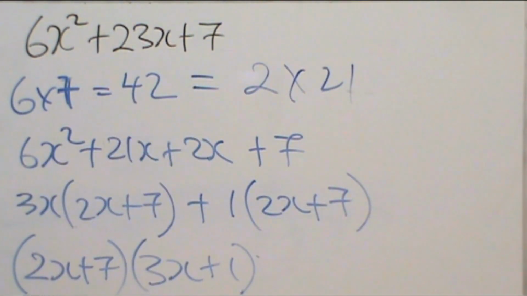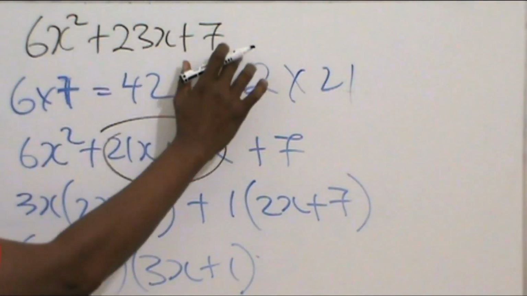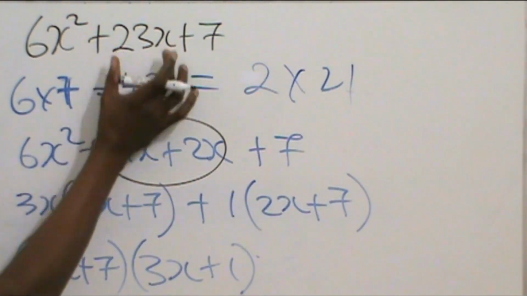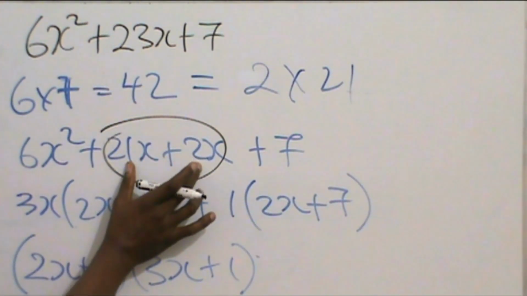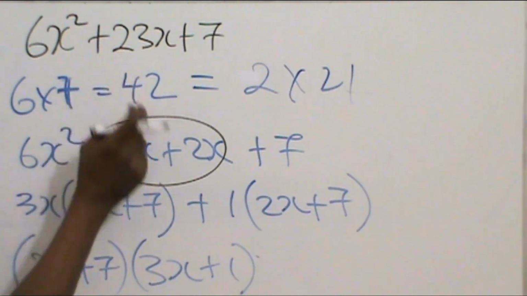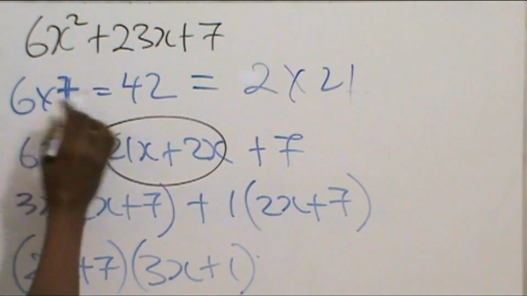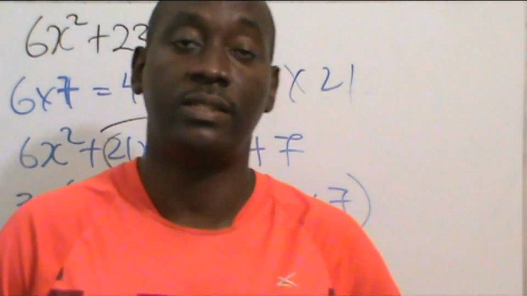Remember that what you're doing is writing this over. You're writing this original expression over as this. The only thing you're changing is that you're expressing 23x as 21x plus 2x or 2x plus 21x. Alright, and to get from here to here, you have to go through here. So this is the part where you find the products, and this is the part where you find the sum. And that is why they call it the product sum method. Alright, so we have example 3 now.